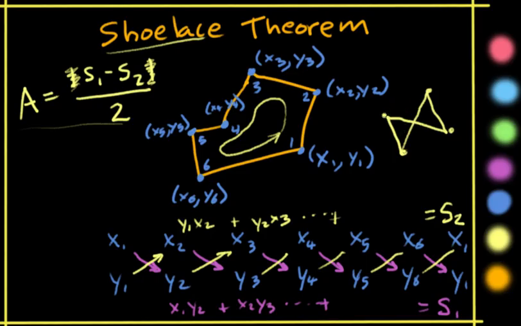But if you want the area, you need to order the points around the loop like this, and then the edges won't cross each other when you connect them up. All right, what else?